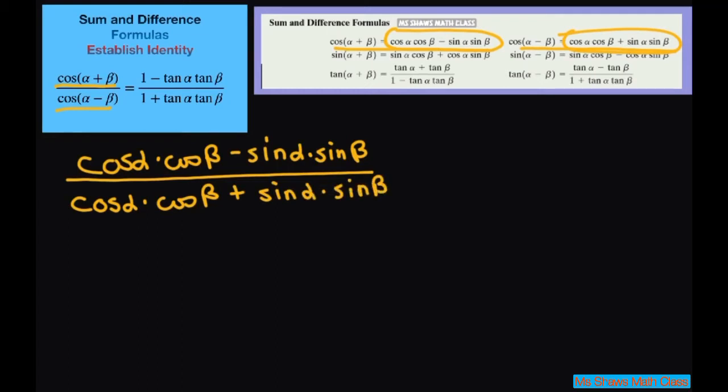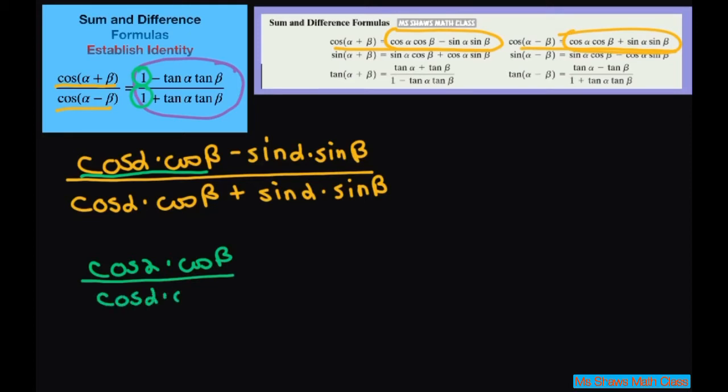Now when you get this, you're kind of stuck because there's no way we can divide this out and get this. So we have to force it. And the way to force it, because this is an identity, it's not as hard as you think sometimes, but since we need a 1, I'm going to take this. They both have 1s here. I'm going to take cosine of alpha times cosine of beta and divide it by itself.